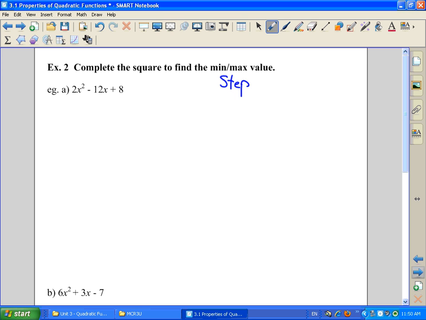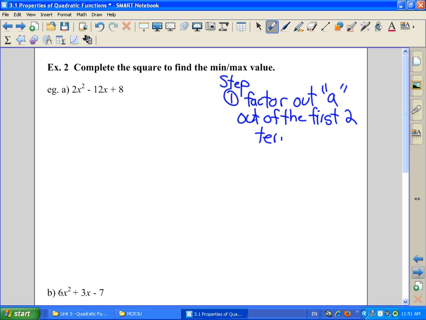So the first step, guys, step 1, is to factor out a from the first two terms. Because remember that 8 is not going to be part of our perfect square, so it's not going to be included. Okay, so let's do that. So we're going to make that equal to 2 bracket x squared minus 6x. All right. And then your plus 8 stays out.